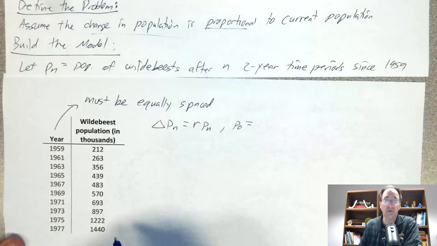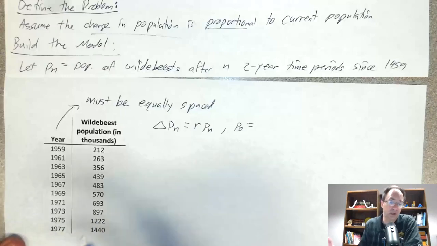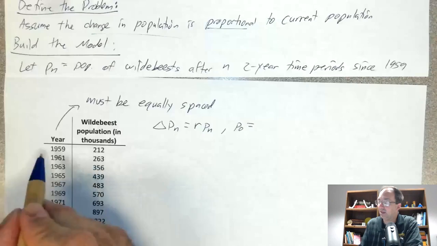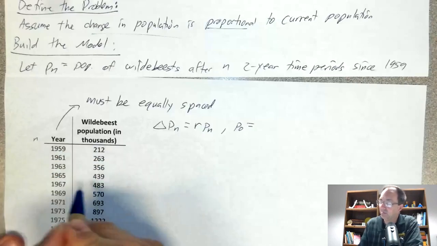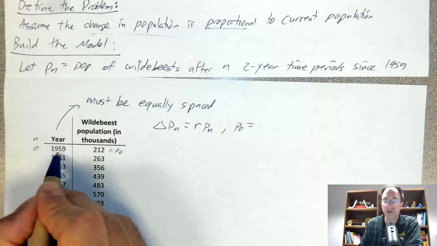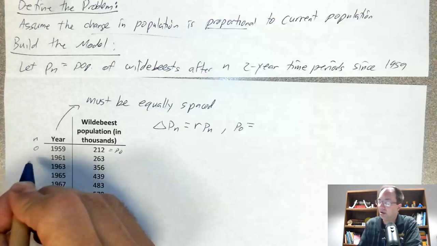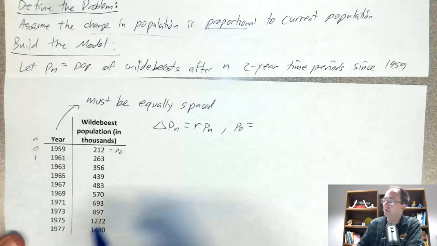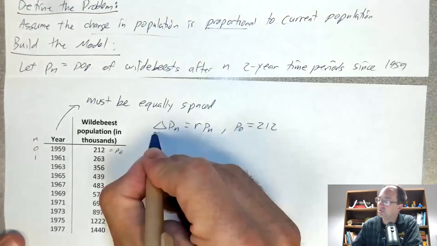Just like that section, we need an initial value because this is a recursive formula, and so we have to have a place to start. In our case, P0 is going to be the first data value, because n equals 0 corresponds to 1959, and n equals 1 corresponds to 1961, and so forth. So here's our model.